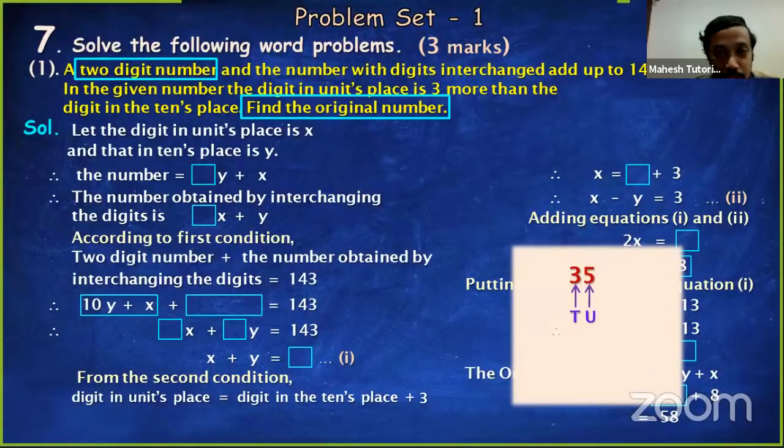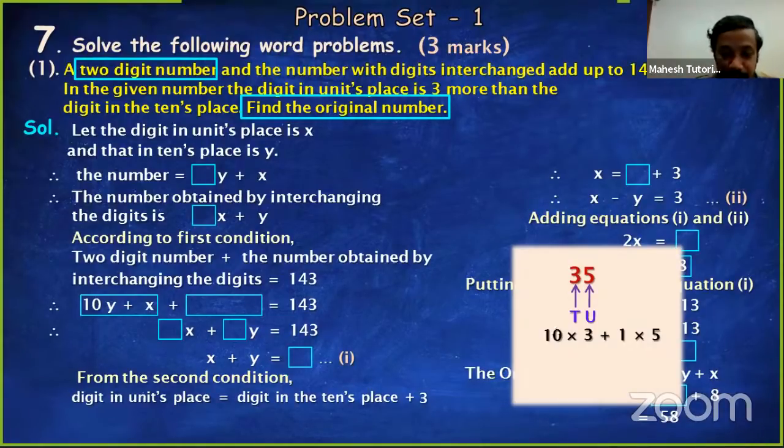तो स्टूडेंट्स जो भी डिजिट टेंस प्लेस पे रहता है, how do we get that number 35? जो भी डिजिट टेंस प्लेस पे रहता है, it gets multiplied by 10. तो इसीलिए 3 gets multiplied by 10. And जो भी डिजिट यूनिट्स प्लेस पे रहता है, that gets multiplied by 1. तो 5 gets multiplied by 1. Tens place wala gets multiplied by 10. Units place wala gets multiplied by 1.